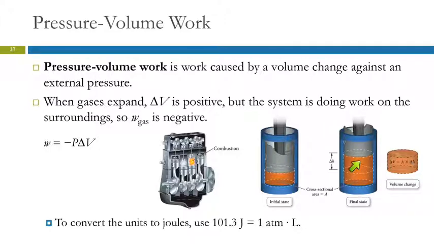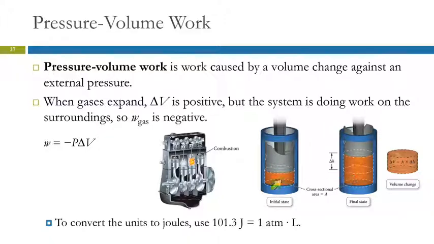So there is a volume change here, and the volume change will be the area times the change in the height. The gas expands, so the change in volume is going to be positive. It gets bigger. But the system's doing work on the surroundings, and so the work is negative for the system. So this type of work equals negative P delta V: the external pressure times the change in volume. The negative is here to get the sign correct. This is the system doing work on the surroundings.